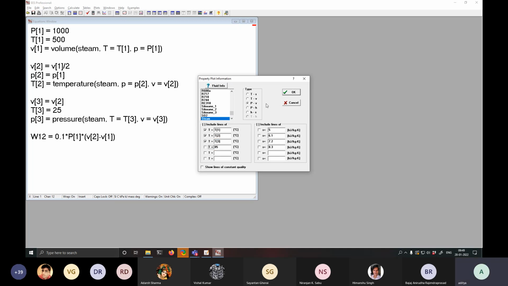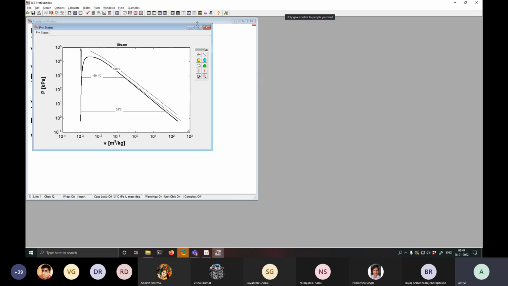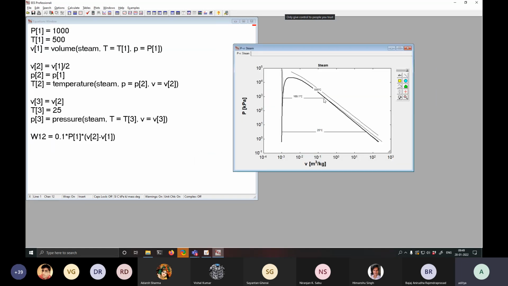Okay, we have these temperatures. We say okay, it doesn't accept these, so I will say 500, 169 point, what was it, 1, and what was this, 25. Okay, good. I say okay, no problem. So I have these three isotherms. Then I will go to plots. I will go to overlay plots.